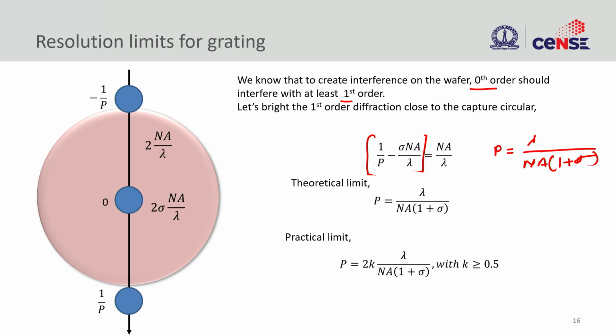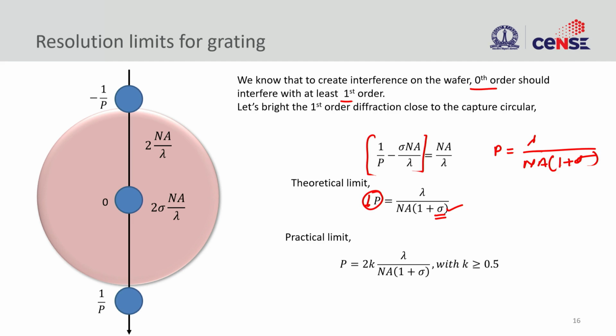Now if you look at this equation, sigma is in the denominator. When it is in the denominator, it pulls the pitch down. If you get a non-zero partial coherence, sigma is non-zero (if it is 0, it is coherent), so you are going to increase your denominator. That means you can make finer features, so you can increase your resolution. So by using partially coherent light, we can increase the resolution. It is not a disadvantage.